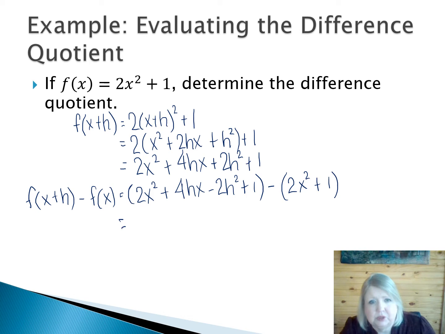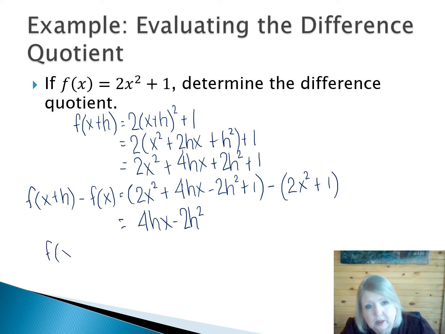Equals, let's do the subtraction. 2x squared minus 2x squared is 0. 4hx has no like terms, so it just stays 4hx. Minus 2h squared, no like terms. But 1 minus 1 is 0. So f of x plus h minus f of x. Please note this: every term that's left up here has an h in it. That is not a coincidence. It happens.